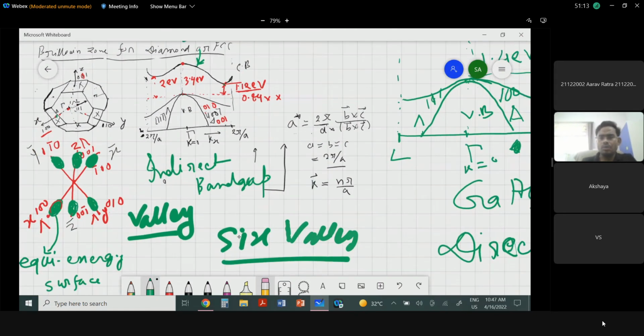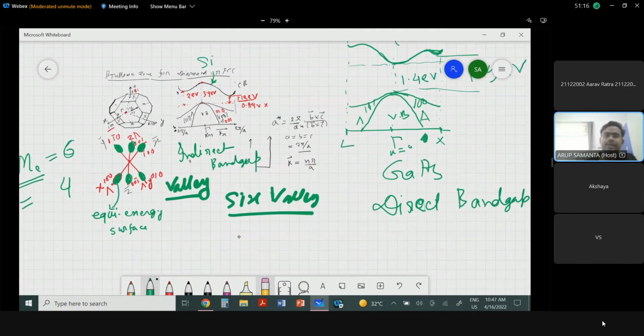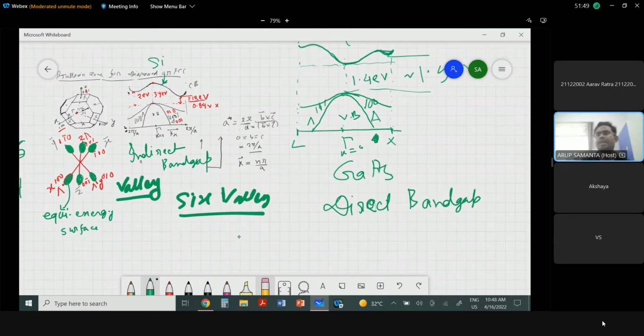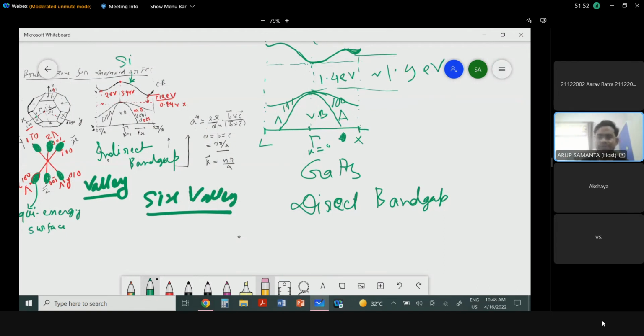So now I hope you get the idea of two types of semiconductor. In one, the minimum of the conduction band and the top of the valence band have the same k value, with no change in the momentum value. In the other case, you can find a change in the momentum vector. If this difference exists, we call it an indirect band gap, and where no such difference is there, no k value is required, we call it a direct band gap semiconductor.